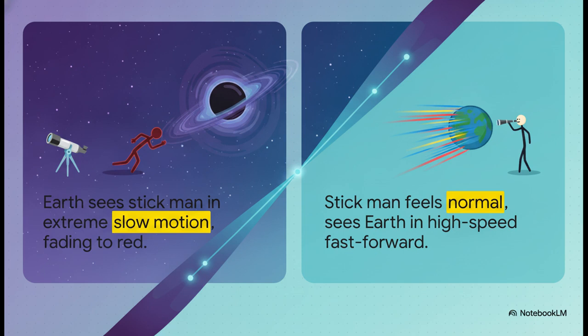Plus, as that intense gravity literally steals energy from the light bouncing off his ship, that light gets stretched out into longer, redder wavelengths, a phenomenon we call gravitational redshift. Eventually, he'd just fade completely into invisible infrared, looking absolutely frozen in time. But, and this is the wild part, for the stickman, his local time feels entirely normal. It's only when he looks back out at Earth that he sees our time just flying by in high-speed fast-forward. He is effectively using heavy gravity to time travel right into Earth's future.